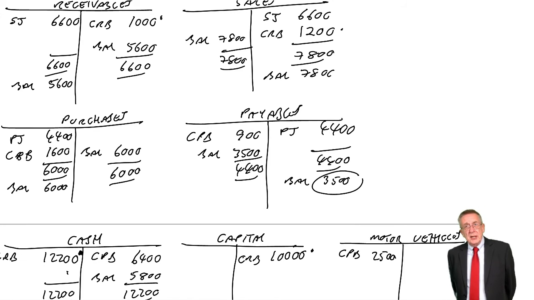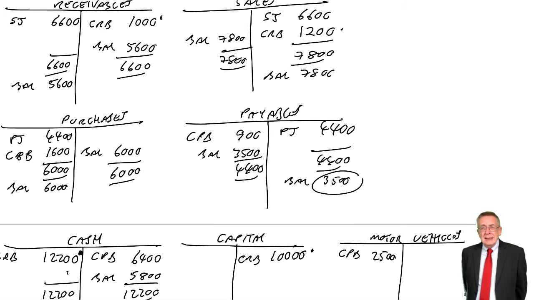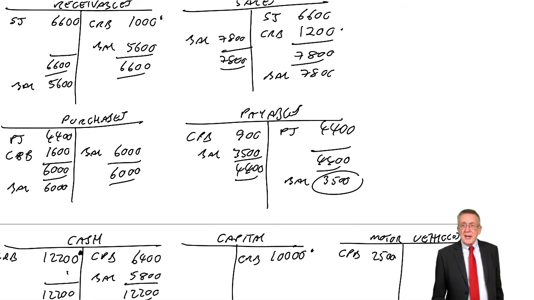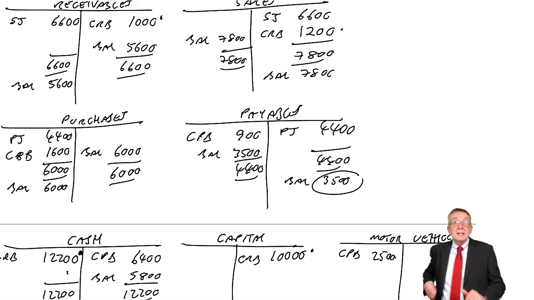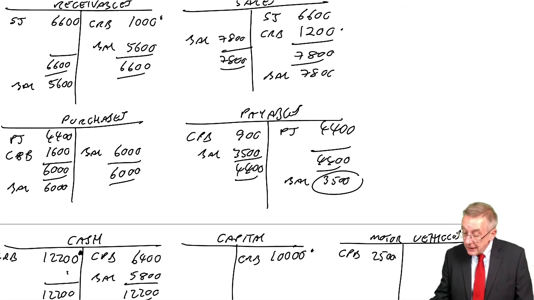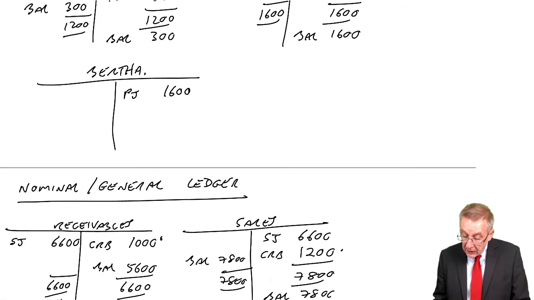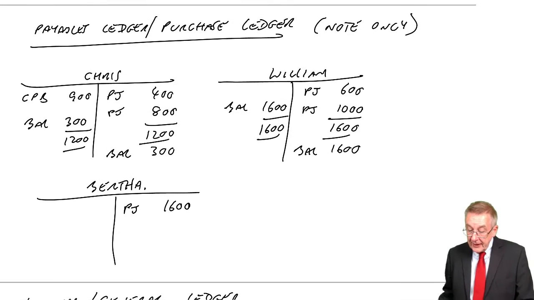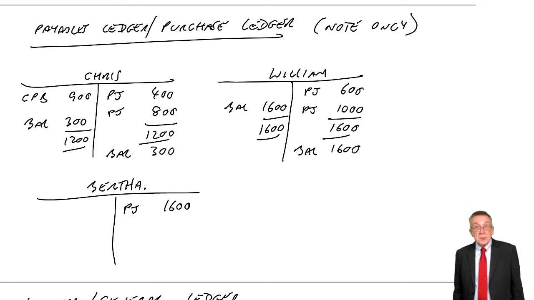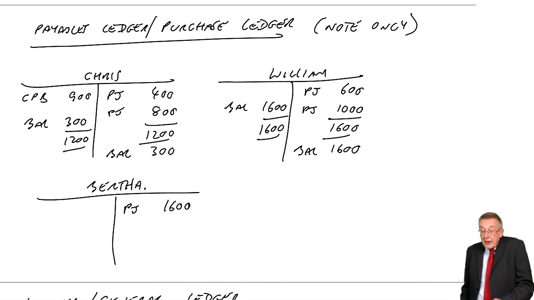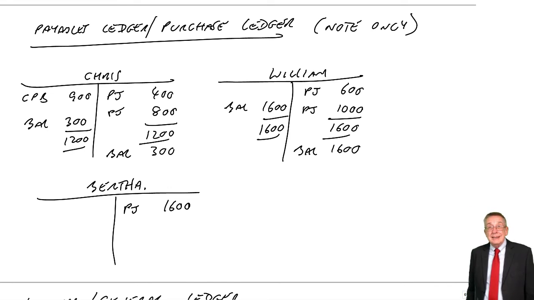But I'd also need to know who it's owed to. Who do I owe that money to? We're going to be making payments, so I need to know who's owed that money. And of course, I can easily find out because we were keeping a note in the payables ledger, the purchase ledger. It was only a note, but we've a note there of how much we owe everybody.